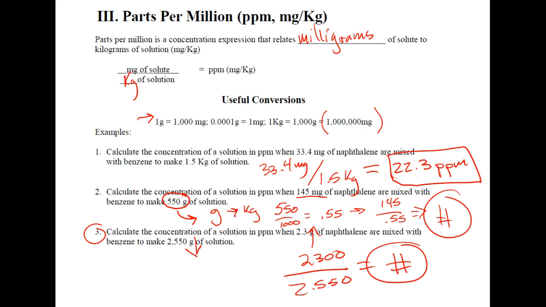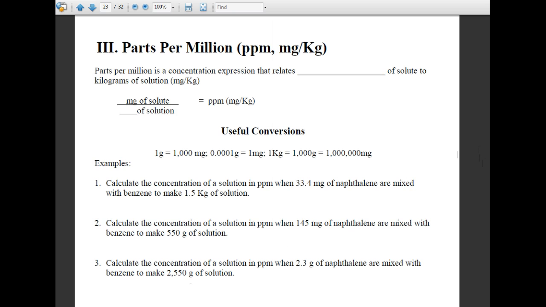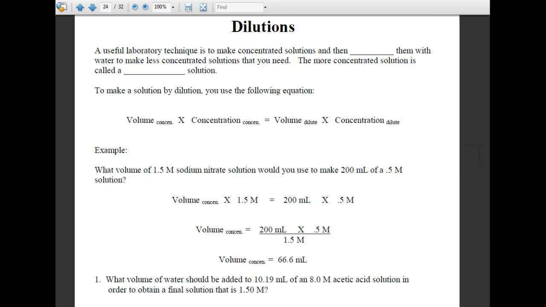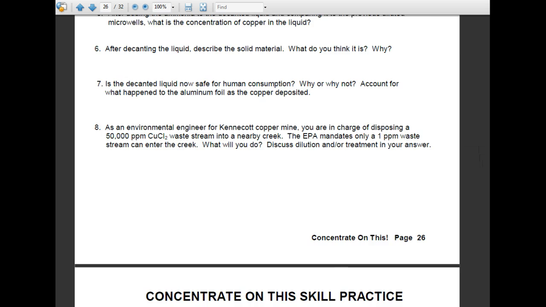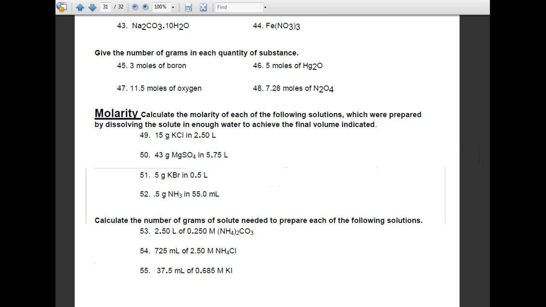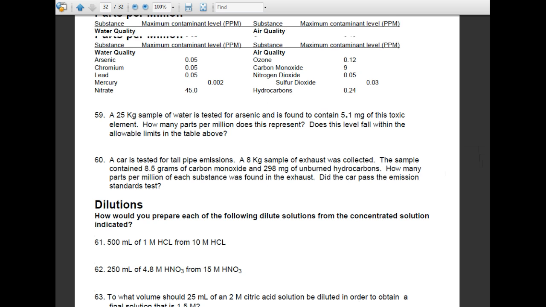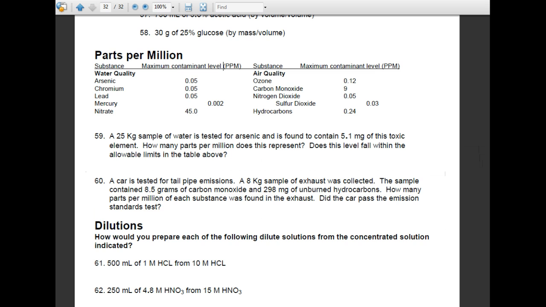Let's look at the homework. Turn there real quick with me. This is the way the old lab book was. It was a lot longer. So I hope you appreciate it. Okay, parts per million. Let me grab this real quick.